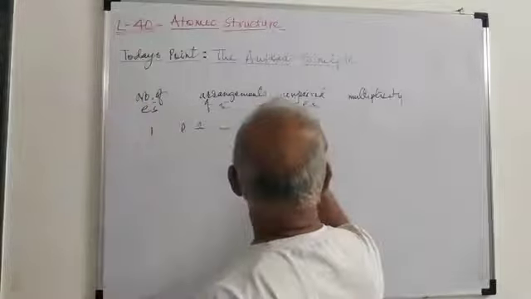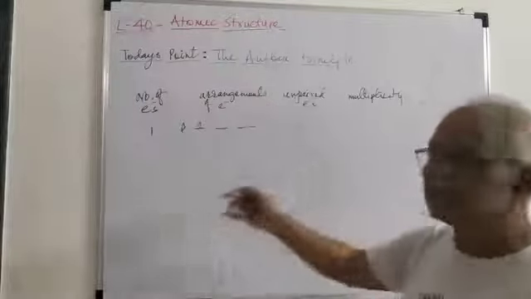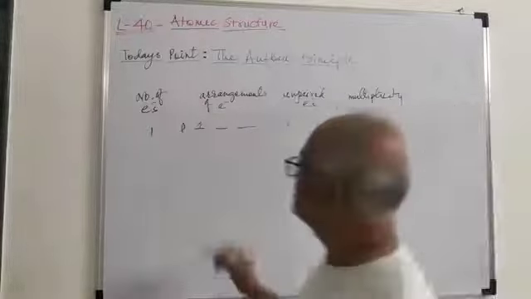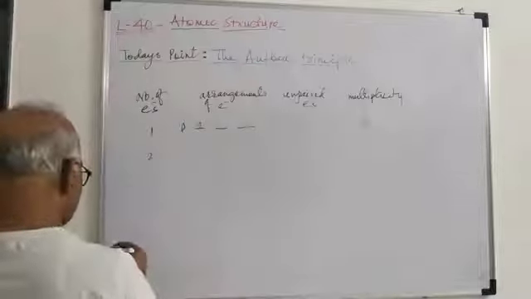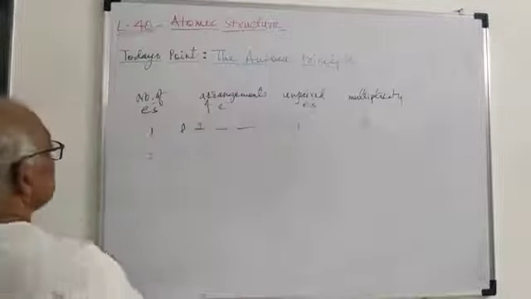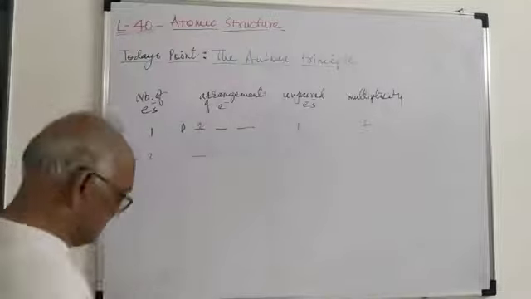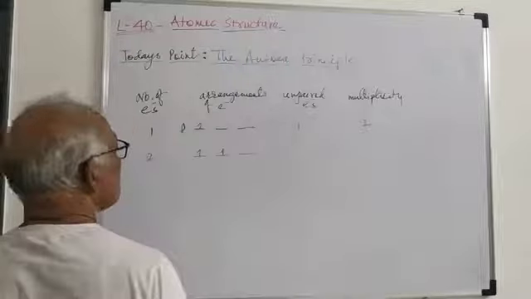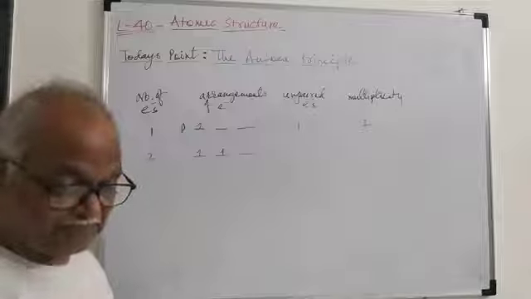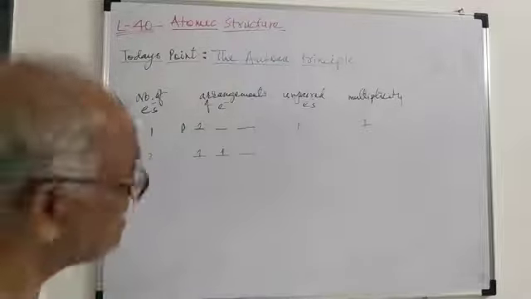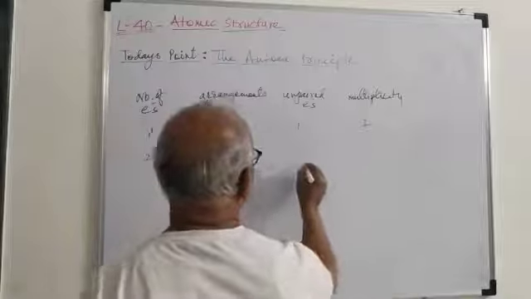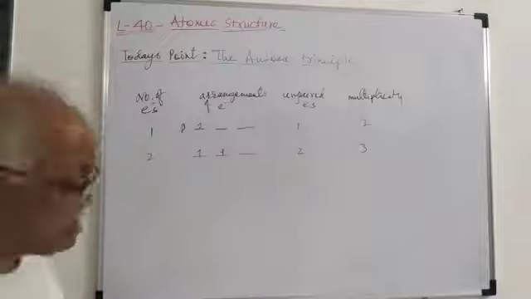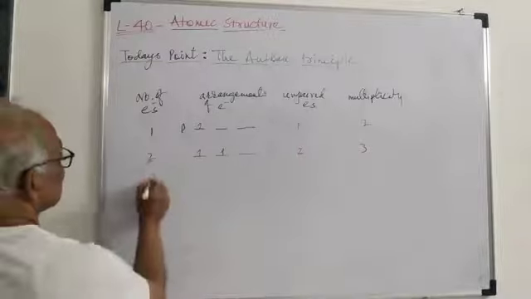Then the number of unpaired electrons is 1. Multiplicity is calculated as the number of unpaired electrons plus 1. So multiplicity is 2. Then when we have 2 electrons, we can show the distribution like this. These 2 electrons are to be placed with the same spin. Then in this case, the unpaired electrons are 2, so 2 plus 1 is 3. So the multiplicity of such a configuration is 3. Now we will see the third electron.